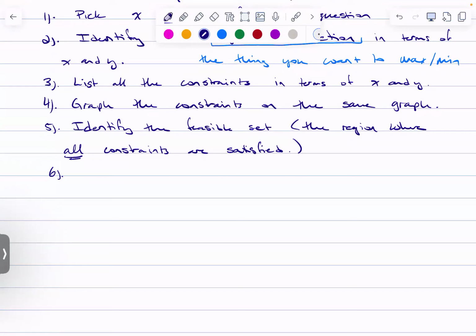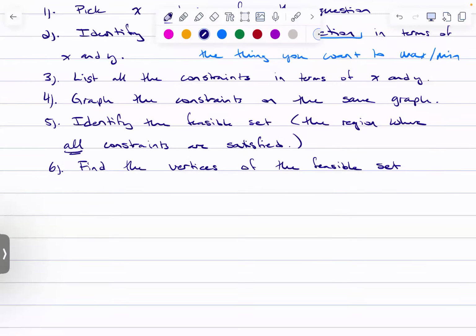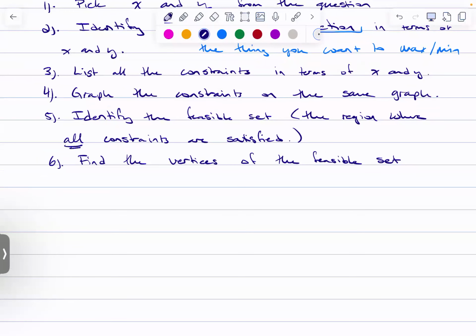Then what do? Then you have to find the vertices, right? Find the XY coordinates of all the corners of your feasible set. Find the vertices of the feasible set. Right. That involves some intersections of lines, which you know how to do.